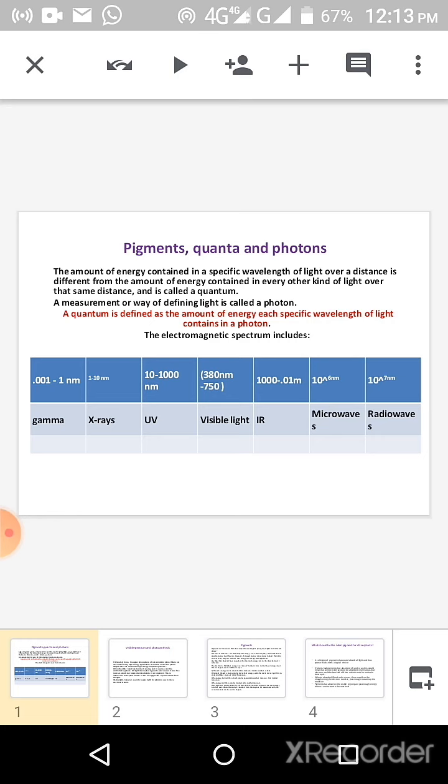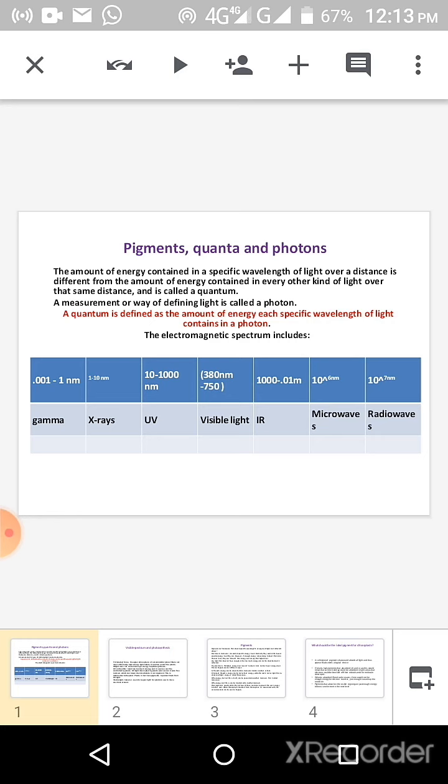the electromagnetic spectrum is divided as gamma rays, X-rays, UV rays, visible light, infrared, microwave and radio waves. These are all broadly categorized into these different categories depending upon their wavelength, and the visible spectrum is of 380 nanometers to 750 nanometers, which is utilized by green plants.